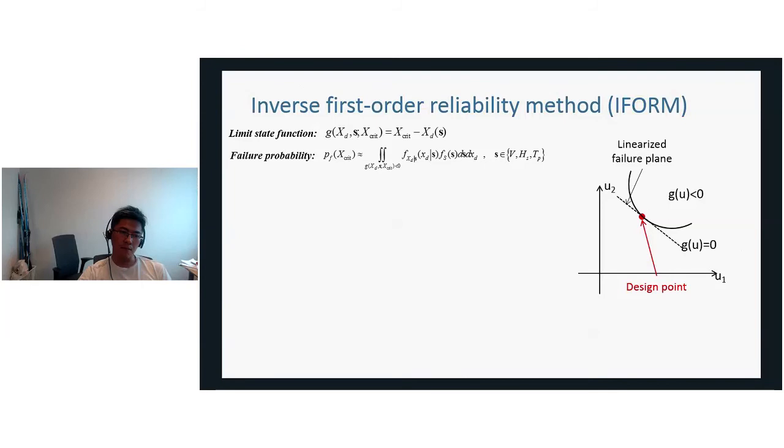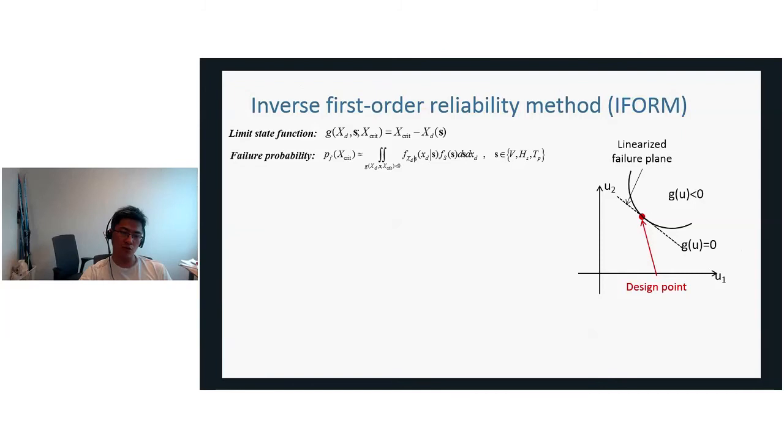Here we define a limit state function, where S critical is the critical value defined by the user, and S_D is the long-term extreme value. The failure is defined when the critical value S critical is exceeded by the extreme value X_D. So the failure region is when g, the limit state function, is smaller than 0. The failure probability is expressed as the integration in this equation, where g(x) smaller than 0 is the failure region, f_S is the joint distribution of the environmental conditions, and f_XD is the conditional distribution of the short-term extreme responses.